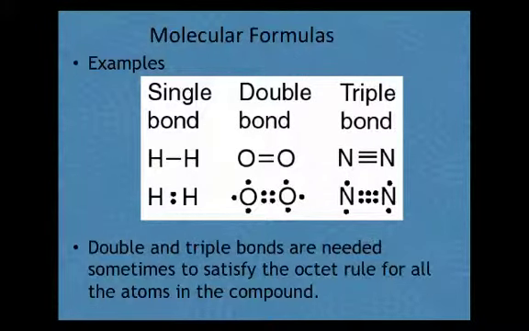Double and triple bonds sometimes are needed to satisfy the octet for all of the atoms in the compound. So there's no other way to get an octet for nitrogen when there's only 2 nitrogens if we don't form triple bonds here.